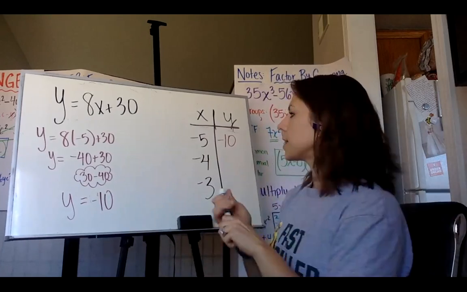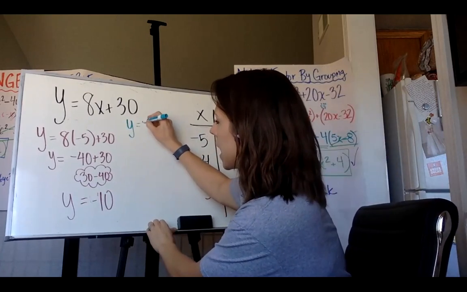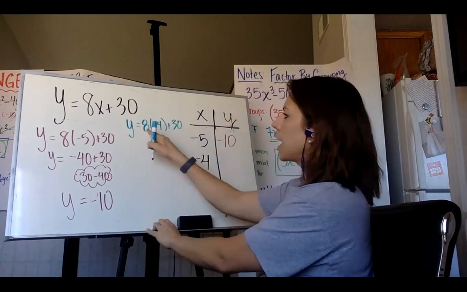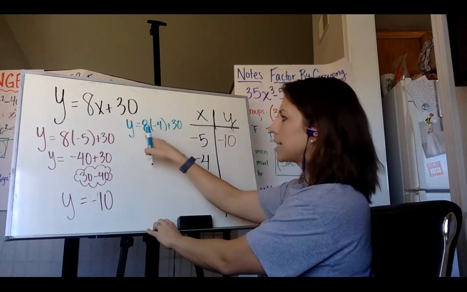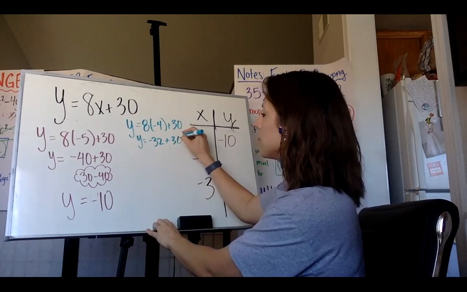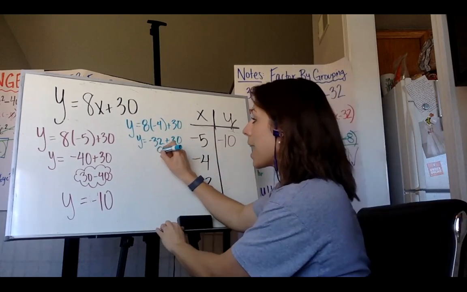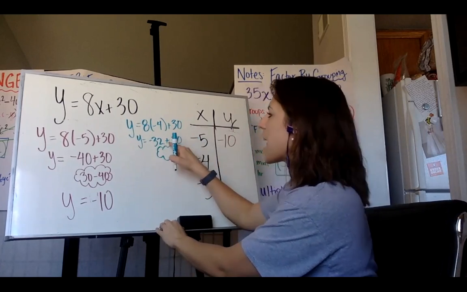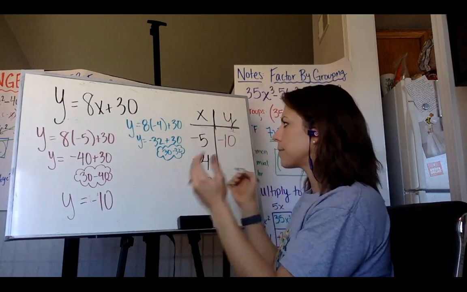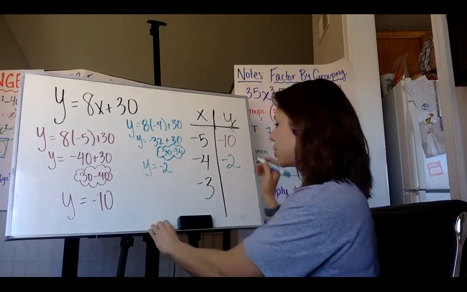All right, I'm going to plug in the second one now, negative 4. So that's y equals 8 times negative 4 plus 30. 8 times 4 is 32, so 8 times negative 4 is negative 32 plus 30. Again, I don't like doing negatives plus positives. So in my mind, I'm thinking, adding a negative, that's the same thing as 30 minus 32. That just helps me. So that means y is negative 2.